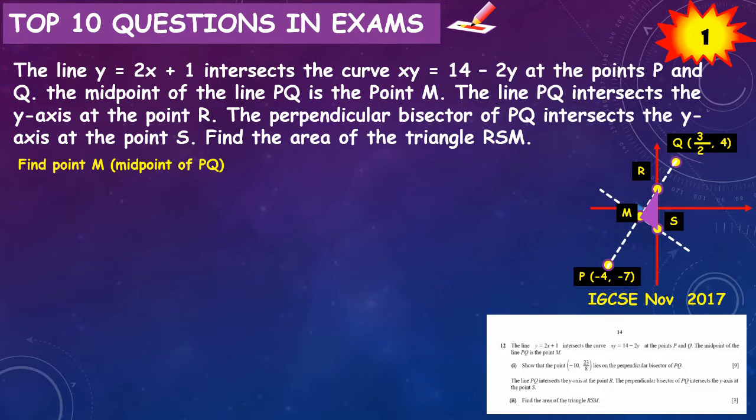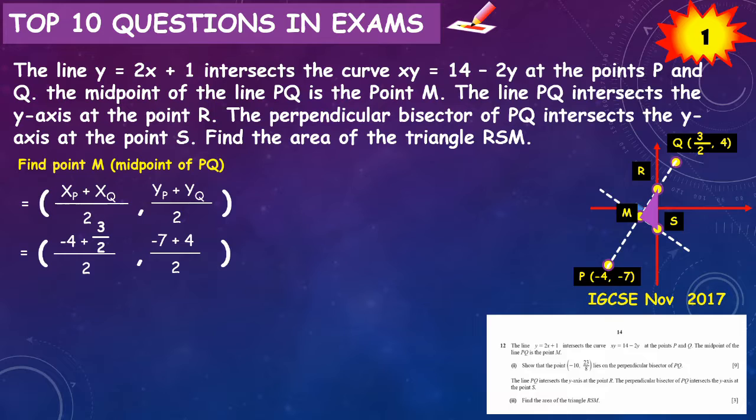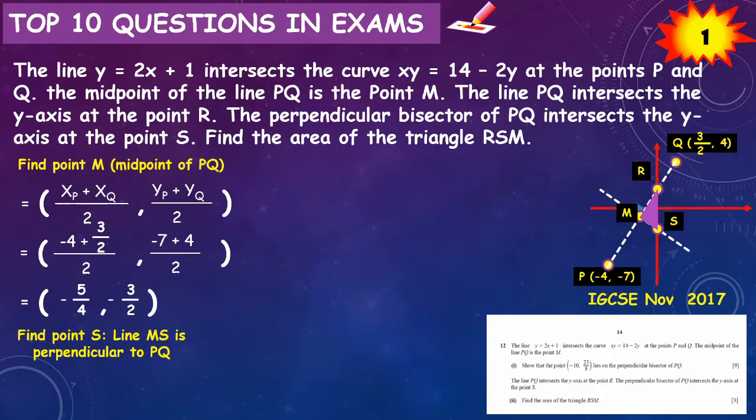Next, we need to find point M, which is the midpoint of PQ. To find the midpoint, we use the midpoint formula, which is x of P plus x of Q divided by 2, and y of P plus y of Q divided by 2. Substituting the values, we get the midpoint negative 5 over 4 and negative 3 over 2. Next, we find point S.